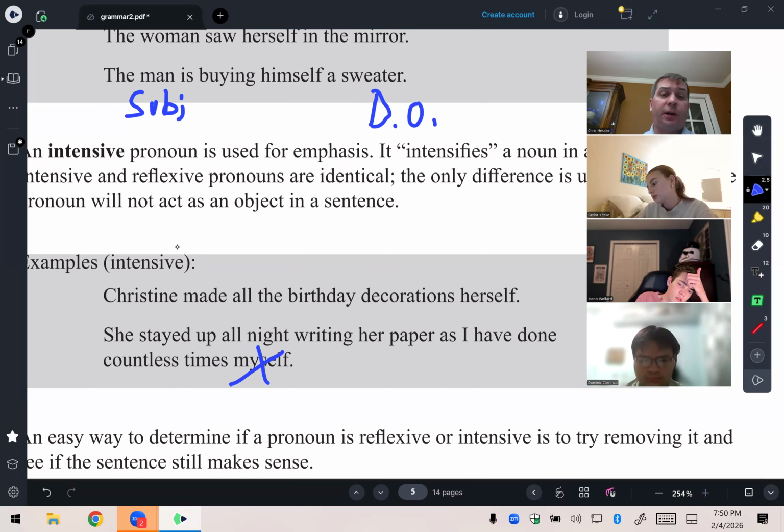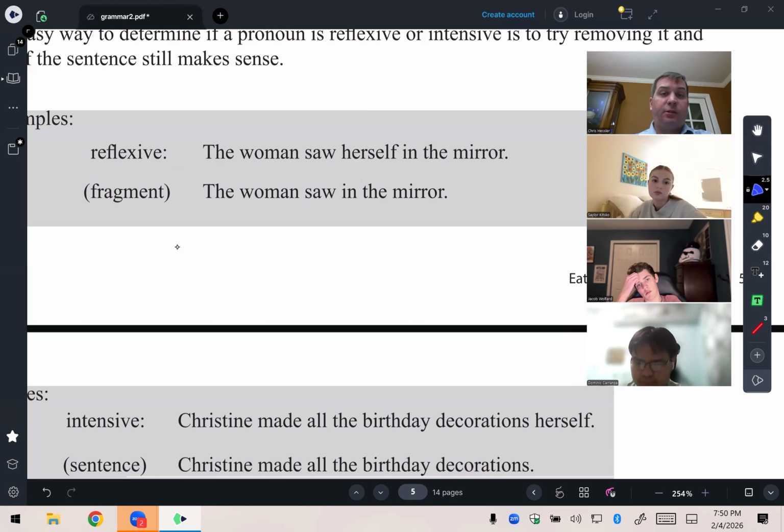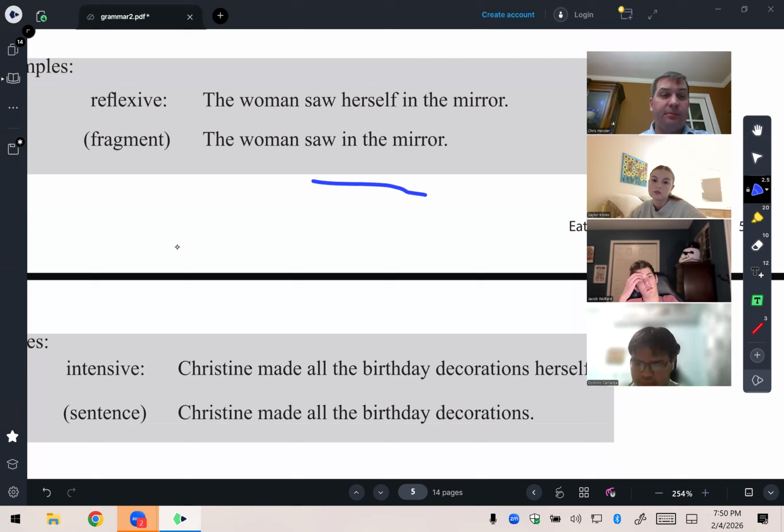She stayed up all night writing her paper, as I have done countless times, period. So we haven't lost any meaning. So that was just here for emphasis, similar to an exclamation mark. That's just our test. Try to pull it out, see what happens.